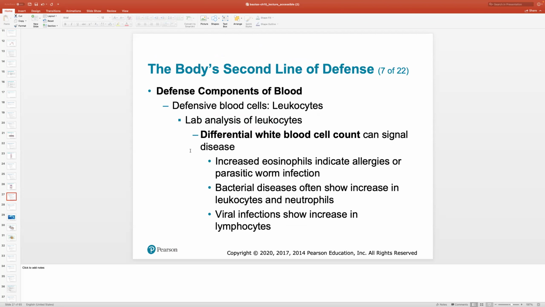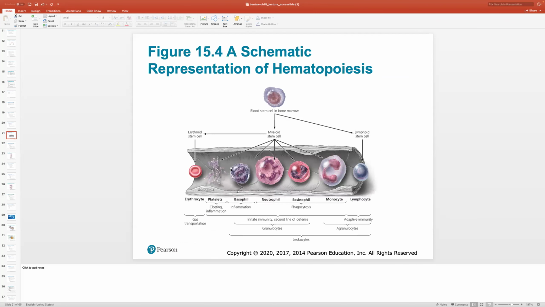So we can look at a differential white blood count and it can signal disease. If we look at the differential, like how many of each of these are around, you'll see that if there are increased eosinophils, that indicates allergies or a parasitic worm infection. Bacterial diseases often show an increase in leukocytes and neutrophils, whereas viral infections will show an increase in the lymphocytes. So we look at the relative numbers of these and can get a handle on the type of disease that an individual might have.